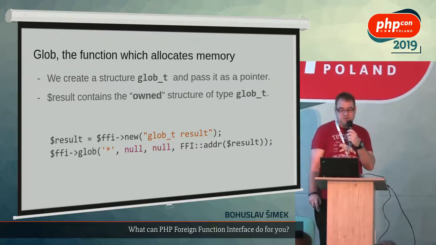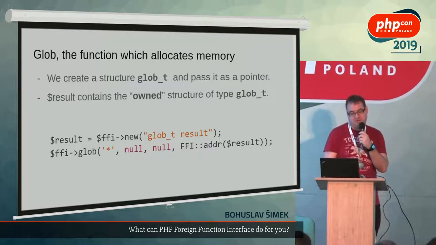So how will I actually call the glob function? That is nothing very interesting. All of these things I already explained, so I will create a new structure and pass a pointer to this function.